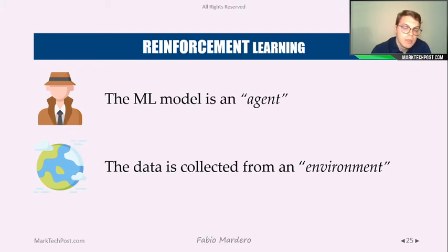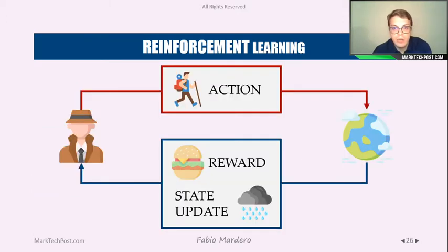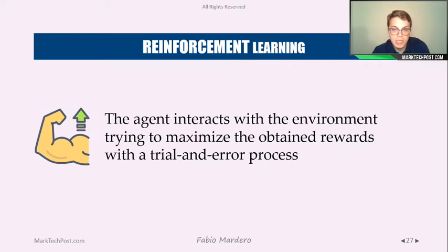In the reinforcement learning, the machine learning model is called agent, and the data is collected from an environment. In reinforcement learning, the model can take what is called an action, and the environment returns back to it a reward and a state update of the environment. So the agent here interacts with the environment trying to maximize the obtained rewards. And the process usually is a trial and error process.